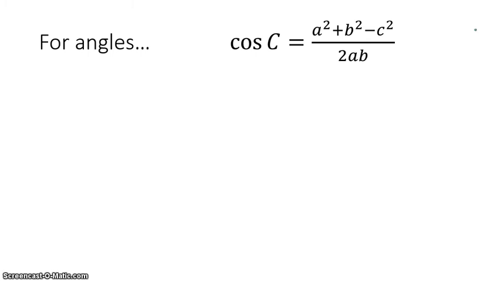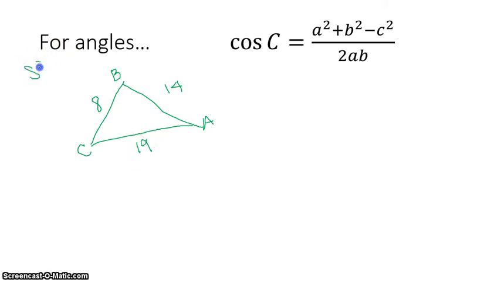You could just plug everything into the original formula I gave you and then just solve it, or you can just rework it so that this is your formula. So if I wanted to find angle C, let's get a triangle first. It's triangle ABC. Side A is 8, side C is 14, side B is 19. So I've given you all three sides.